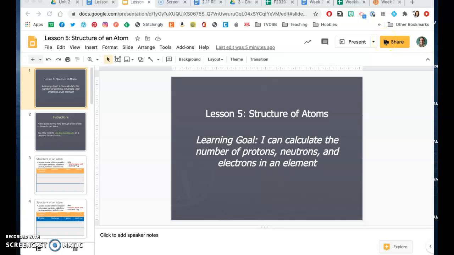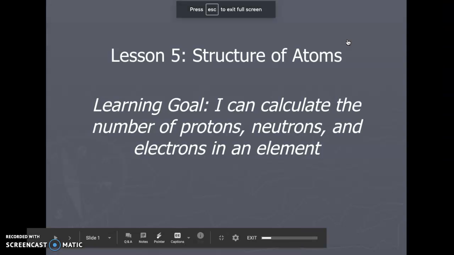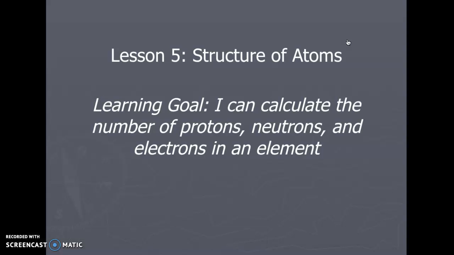This is lesson 5 of our chemistry unit. Today we're going to be learning about the structure of atoms. The goal of this lesson is to be able to calculate the number of protons, neutrons, and electrons in an element, and we're going to be using the periodic table for this.